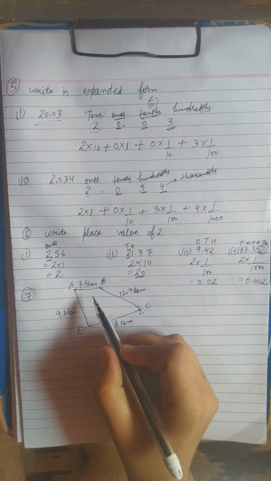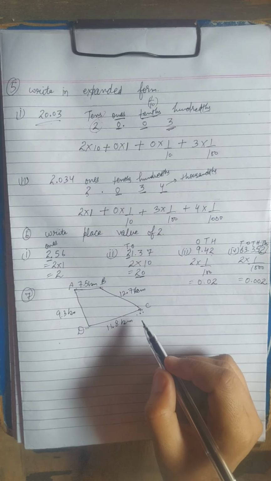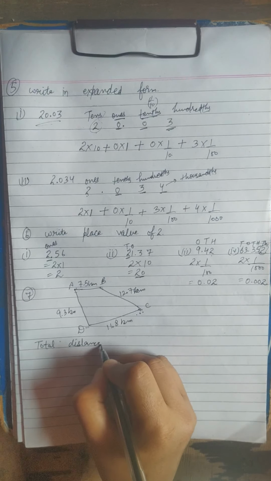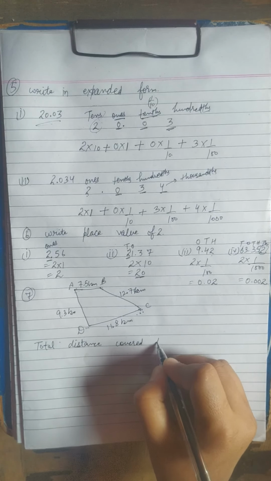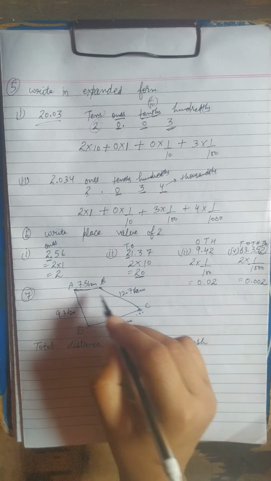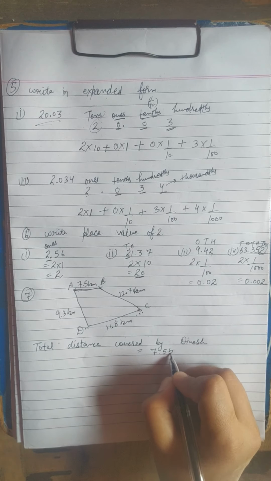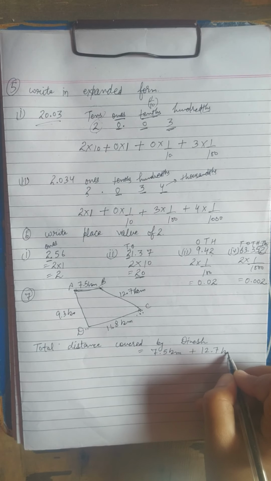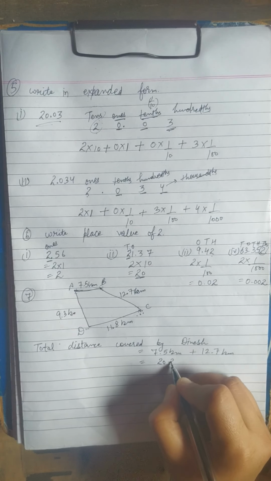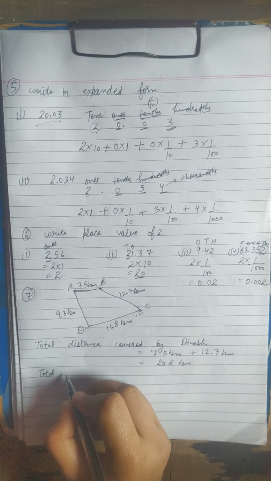For that we must know how much is the total distance covered by Dinesh and how much is the total distance covered by Ayub. Firstly, we will find the total distance covered by Dinesh. For that, we have to add these two distances, because he has covered A to B, then B to C. So this is equal to 7.5 kilometer plus 12.7 kilometer. When you add these two numbers, what do you get? 20.2 kilometer.